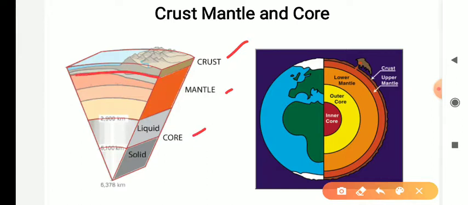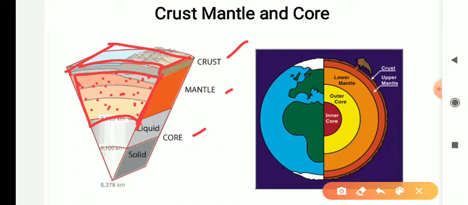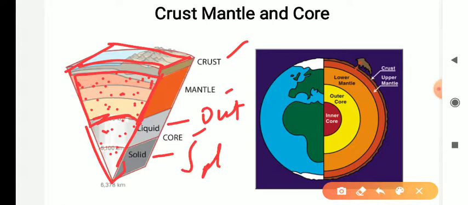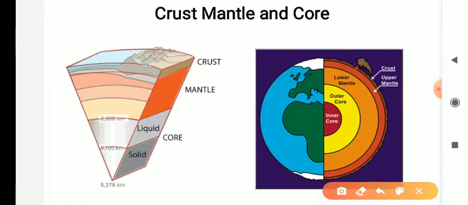So three parts. The first part, the topmost thin layer that is solid, is called the crust. Then comes the mantle. The mantle generally has magma, volcanic magma. The core also has magma, but the temperature is very, very high. The outer core is in a liquid state, while the inner core is in a solid state. This is the division of the interior of the earth. Similarly, upper mantle and lower mantle are also there. Then come to this figure.